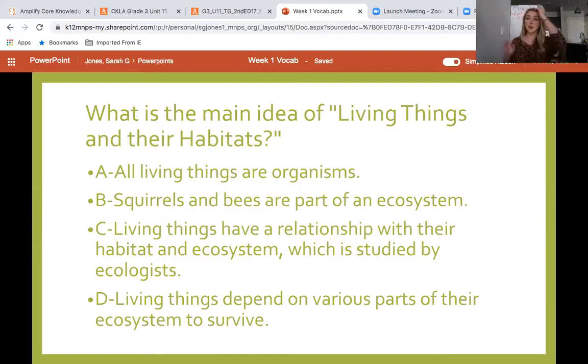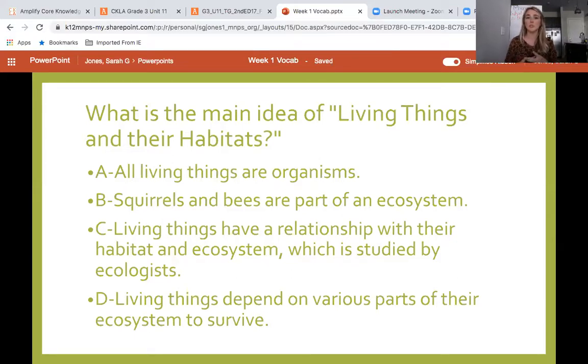Now, I'll tell you guys, all 4 of these things are true. They are correct. They are facts. That does not mean that all 4 of them are the main idea. Of these 4, which one tells me what the text is mostly about? Well, I know it's not A because, yes, all living things are organisms, but that's not really what our text was about.